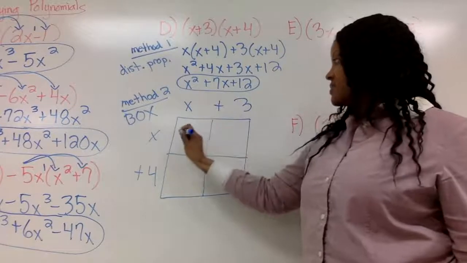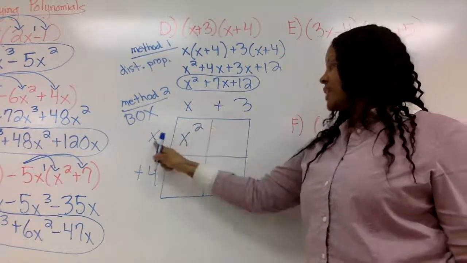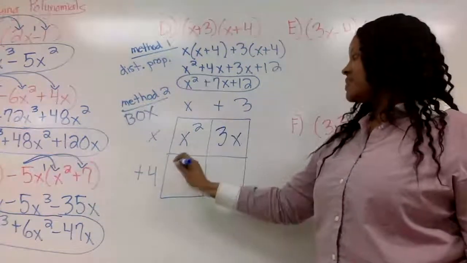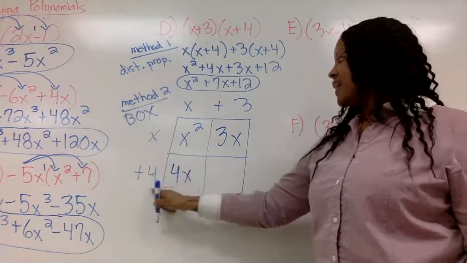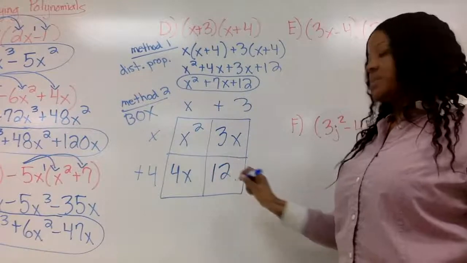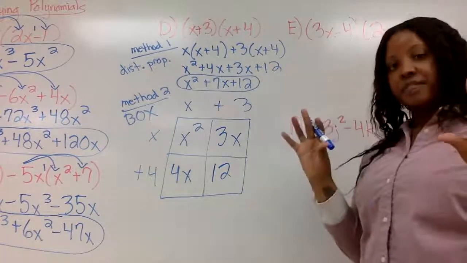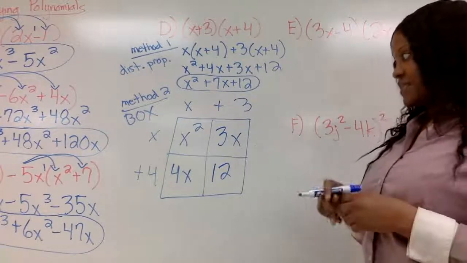So x times x is x squared. x times 3 is 3x. 4 times x is 4x. And 4 times 3 is 12. Okay. Notice I'm getting the same terms I got up there. It's just a different visual, and I personally like this method.